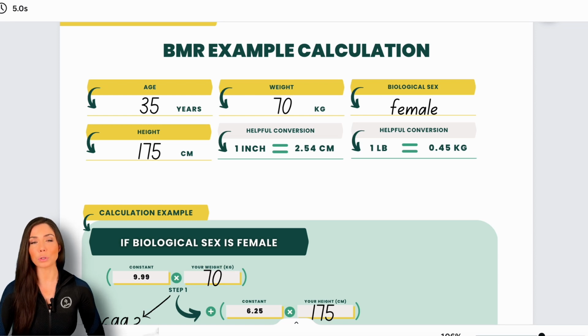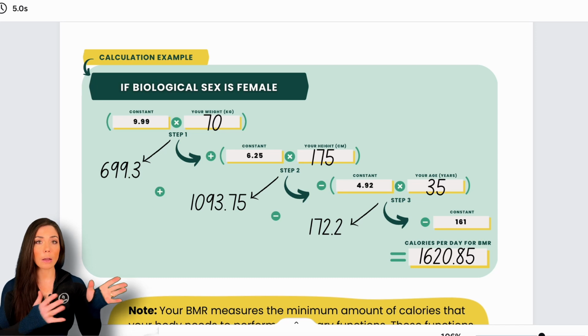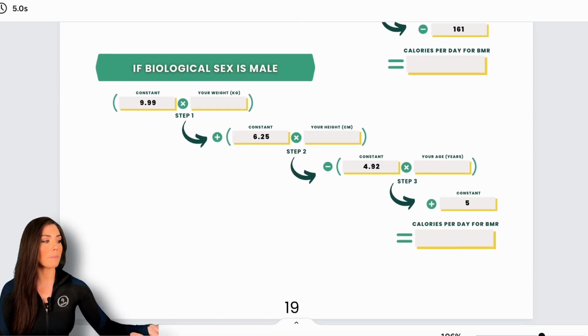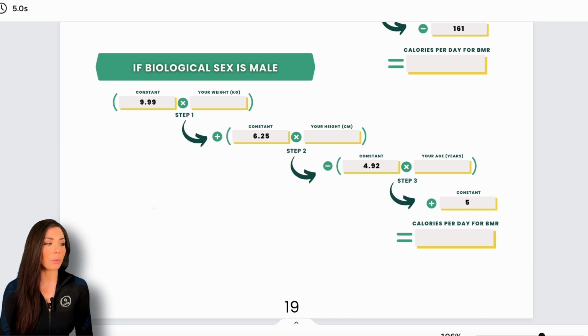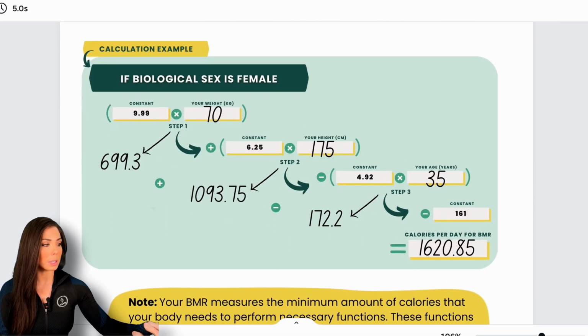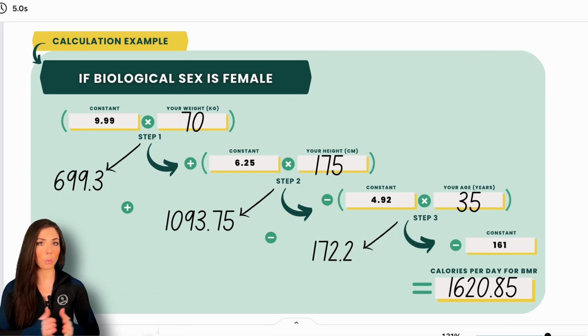You don't have to write it down because you probably know it, but it's important because it determines which equation you use. For this calculation example, a female is used, but I'll just scroll up briefly. Notice that biological sex is male. That calculation is provided as well. The only difference is just the ending step, which is the constant. And again, that's just from the research that they conducted in their laboratory of Mifflin St. Jeor. So for this calculation, you see the constant 9.99, which is the factor that went with weight.